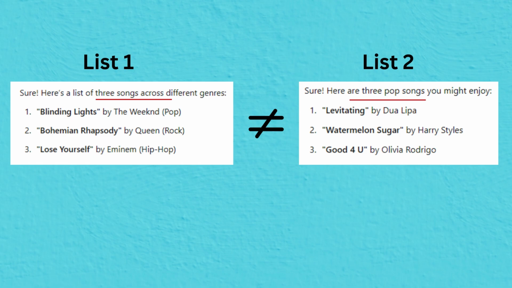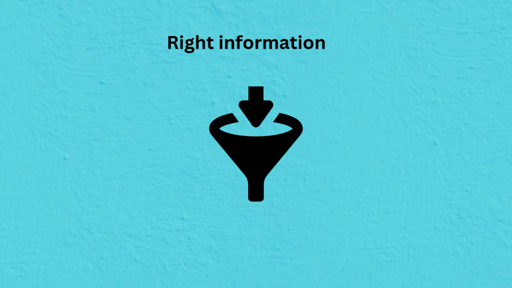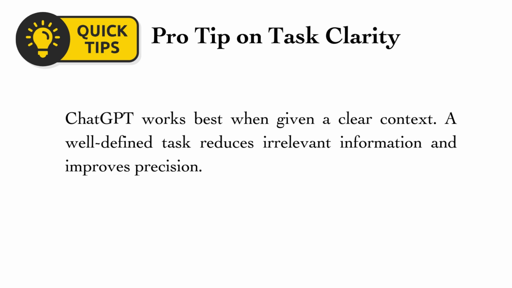When giving context, I like to ask myself 3 questions, like, what's the user's background? What does success look like? What environment are they in? Giving ChatGPT the right information will bring you back the right answer every time. Here is a pro tip. ChatGPT works best when given a clear context. When the importance of the task is understood, the model can focus on key elements, reducing irrelevant information and improving precision.